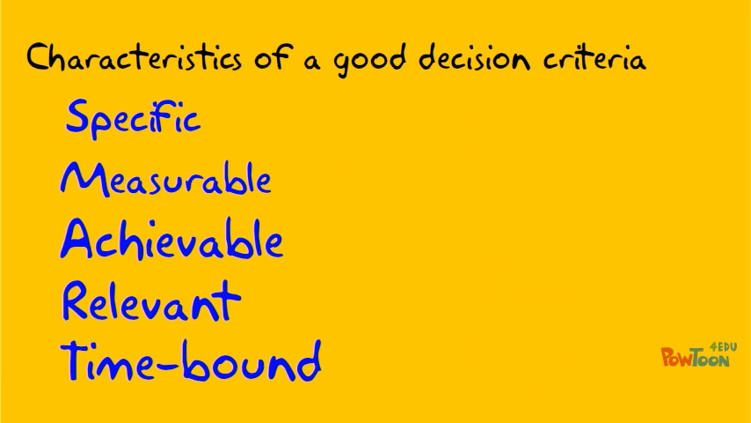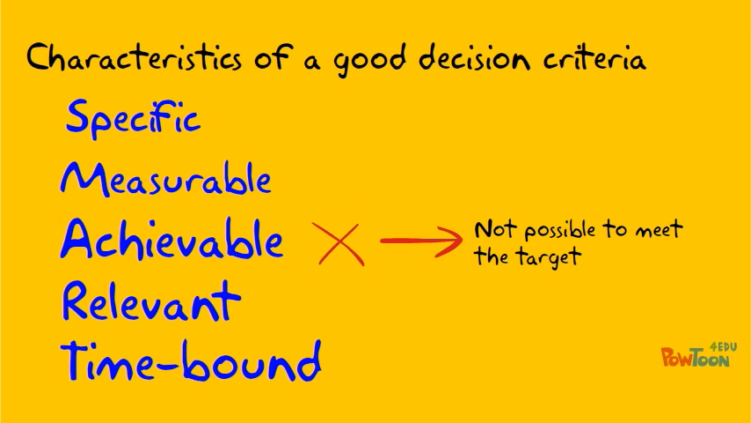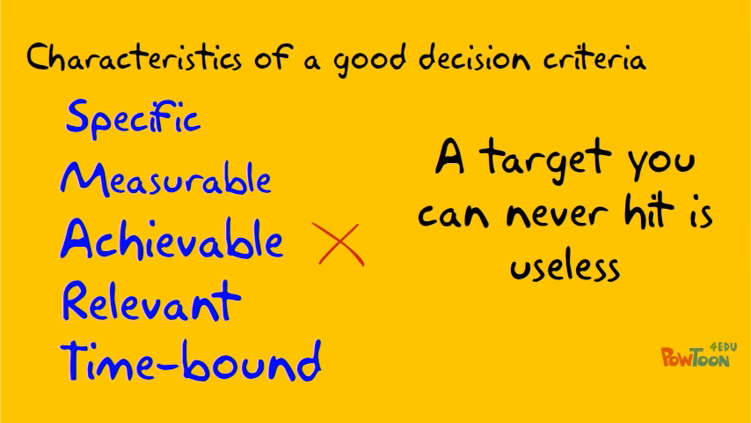Now let's look at the A, achievable. This means that your target must be within the realm of possibility. If it is not possible to meet the target, then what use is it? You can never achieve it. A target that you can never hit is kind of useless.